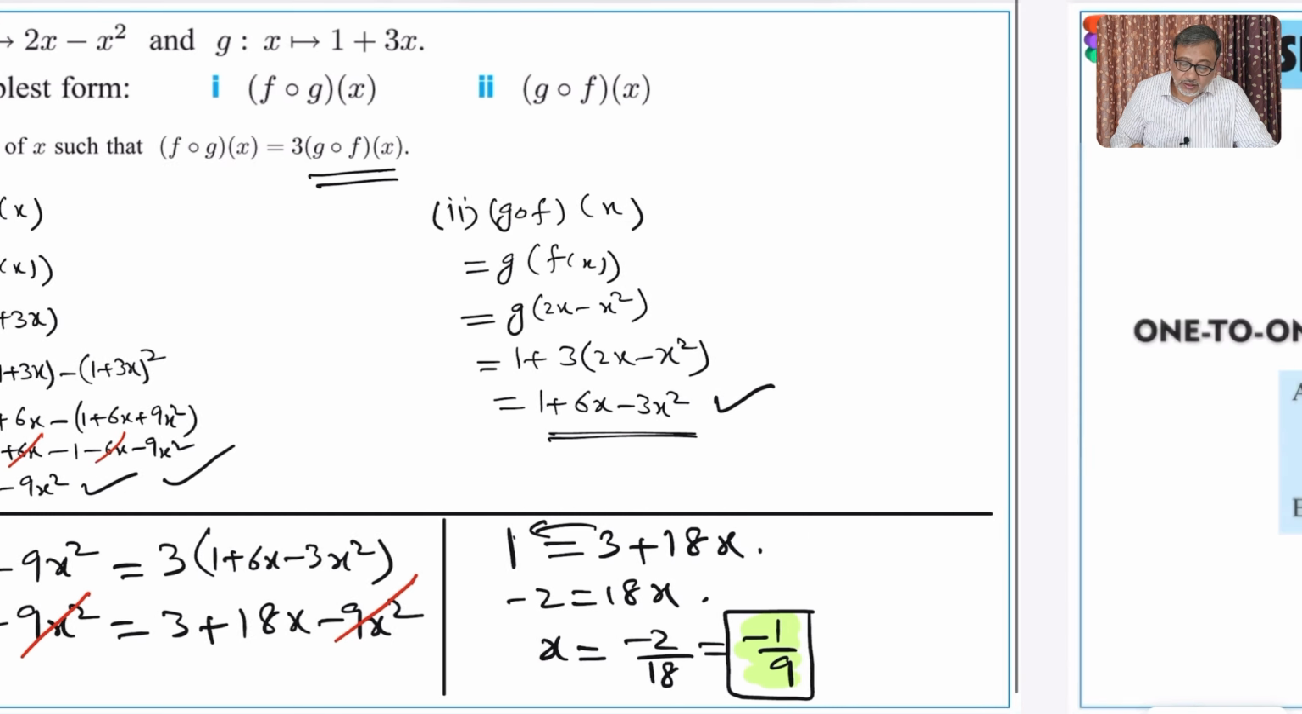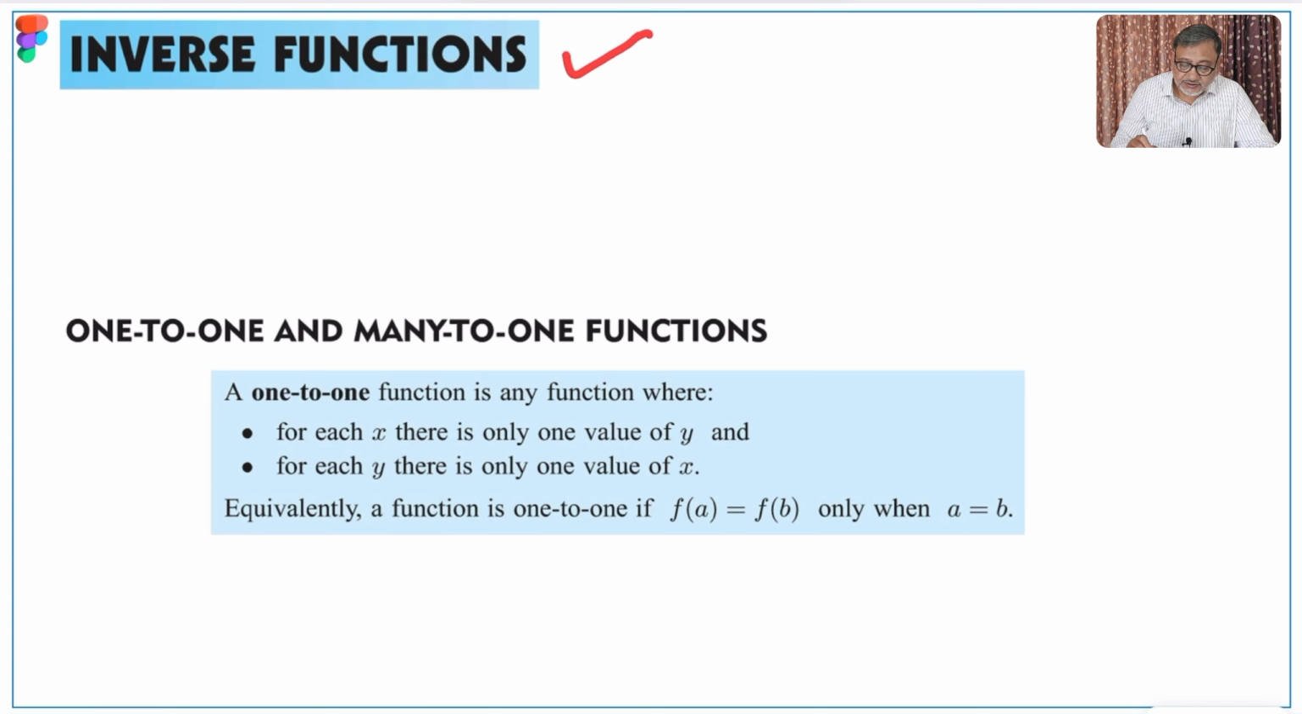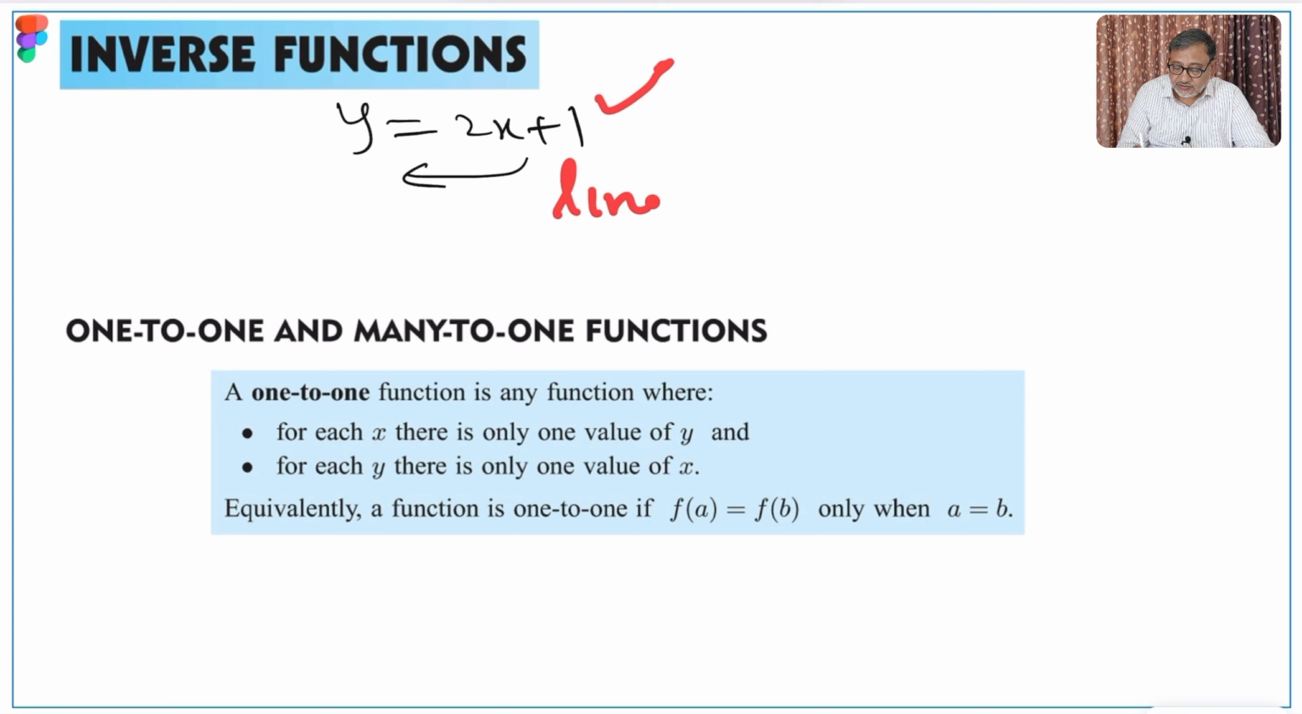Okay. Now next section is about inverse function. Inverse function means finding the relation in the reverse order. So for example, if you have a function y is equal to 2x plus 1, then we have to find the reverse relation of it. How to find? I will show you later on. Now we can find inverse function if the function is 1 to 1, then only we can find inverse of it. This function is 1 to 1, means any linear function is 1 to 1.